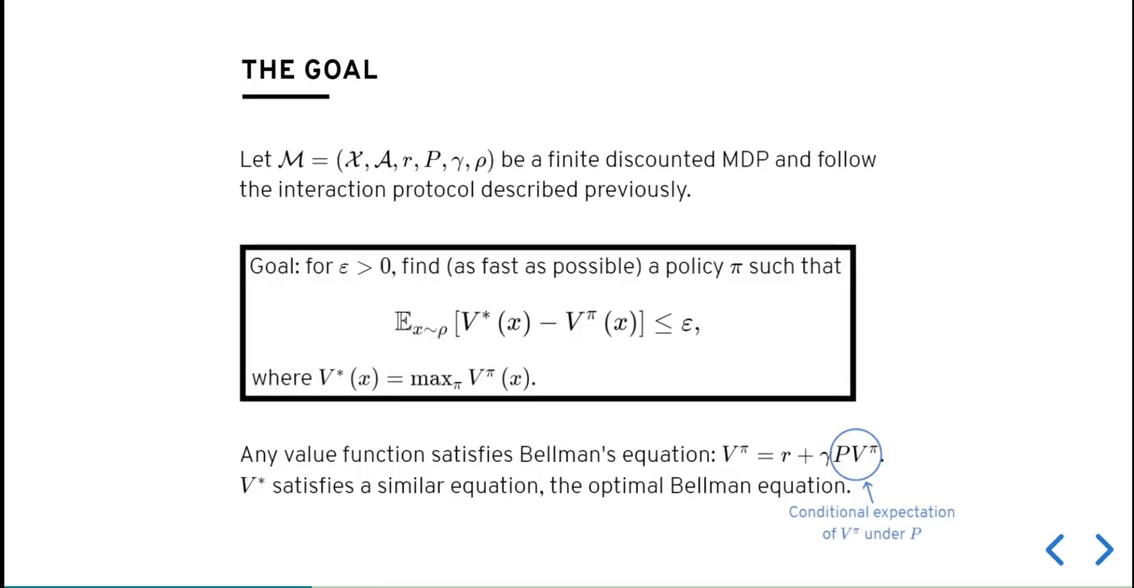Now, the goal is simple. We want to find a policy pi that gets as close as possible to the maximum sum of rewards one can hope to achieve, here denoted as V star. The expected sum of rewards pi can get is denoted as V pi and is known to satisfy Bellman's equation. V star also satisfies a similar equation named the optimal Bellman equation.